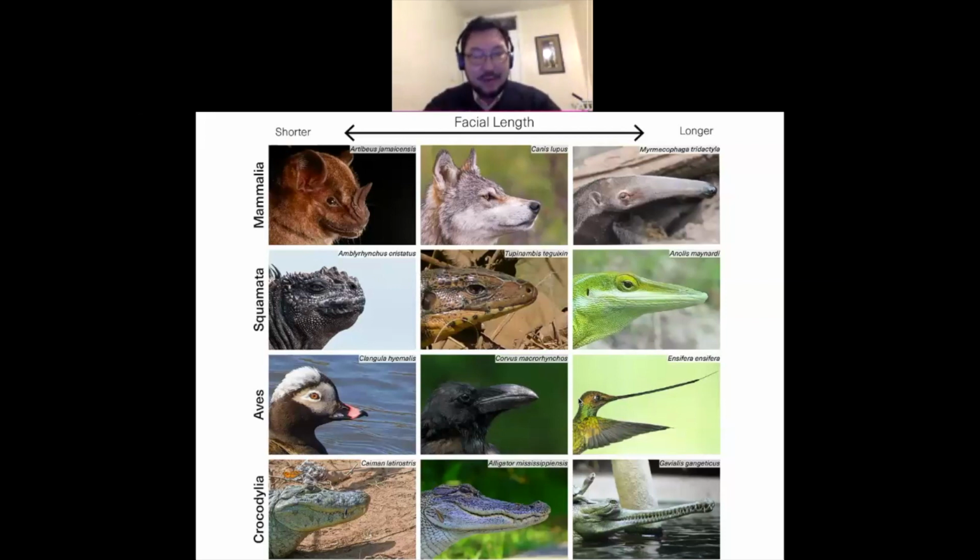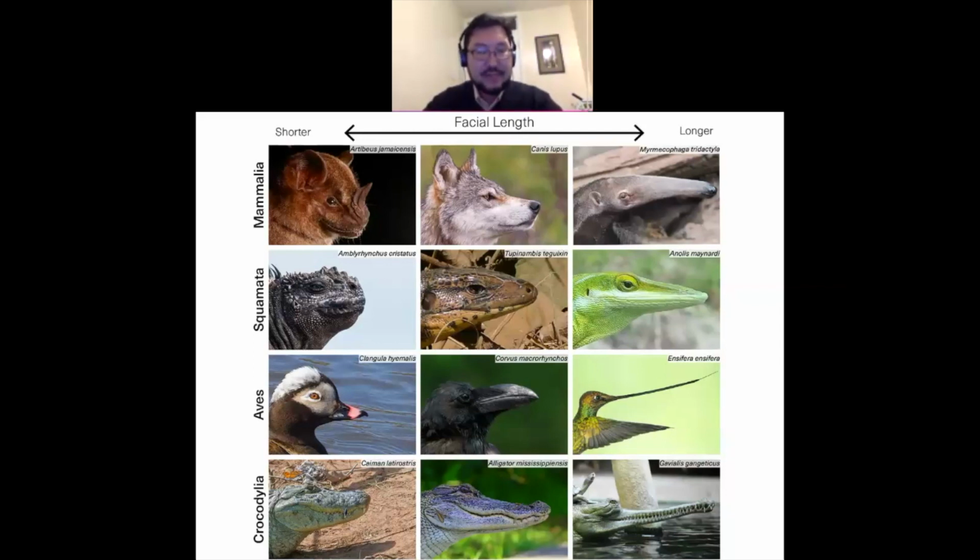There is a particular pattern to variation, however. For example, you can see variation in facial length. Here I'm comparing mammals in the top row with squamates, which are lizards and snakes, with aves, which are birds, and finally crocodilians at the bottom. All of these animals show a huge amount of diversity, and here I'm focusing on facial length. Some faces are very short, some are medium length, and some are extremely long.